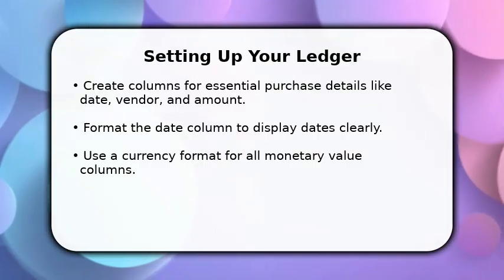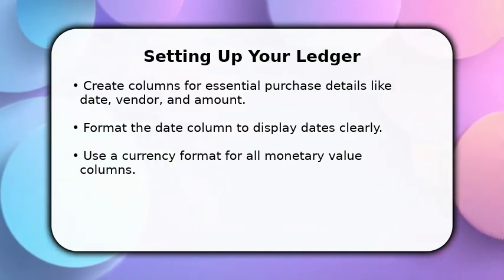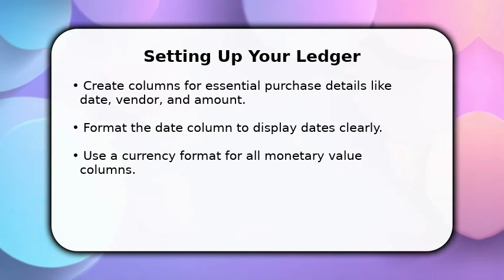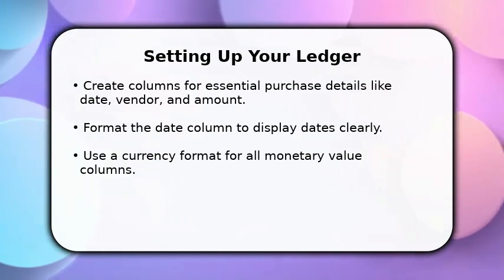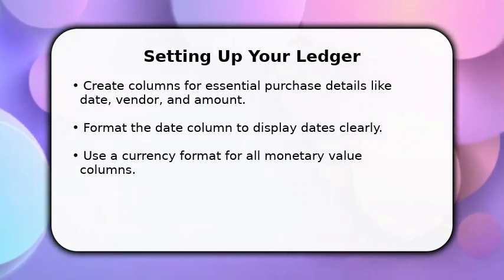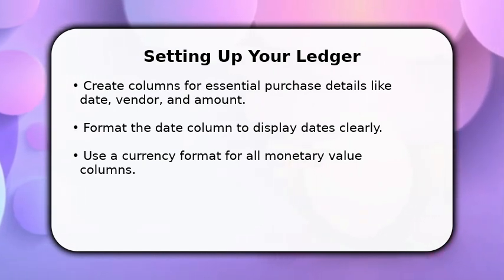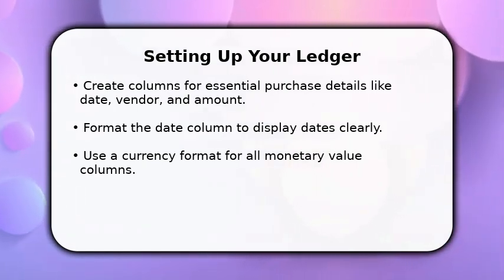In this video, I will show how to make a purchase ledger in Excel. First, open a new Excel workbook and set up your column headers. Include fields such as date, vendor name, invoice number, description, amount, and payment status. Ensure your date column is formatted correctly and apply currency formatting to your amount column for easy tracking. This initial setup is crucial for an organized ledger.